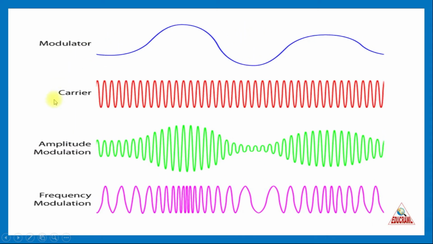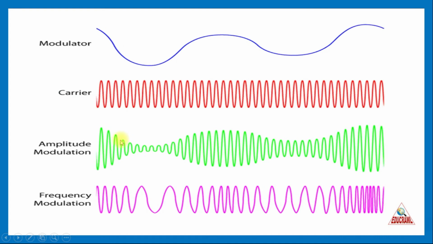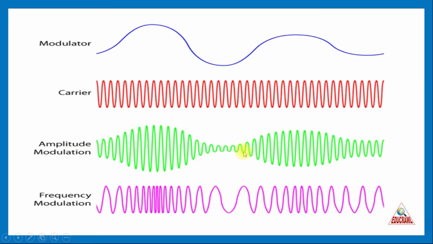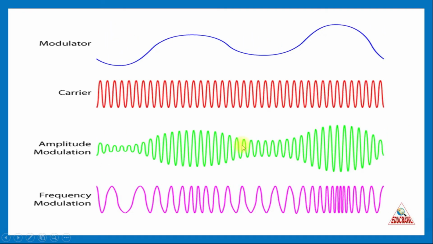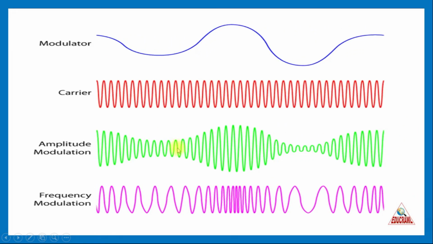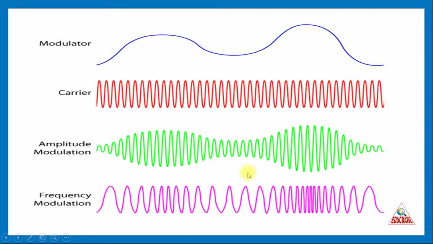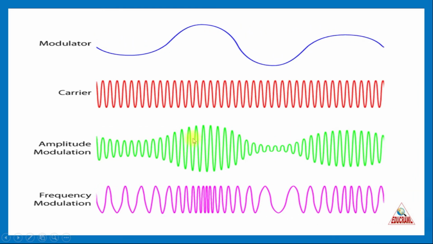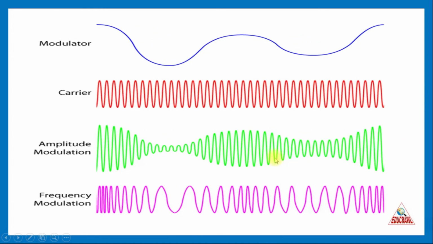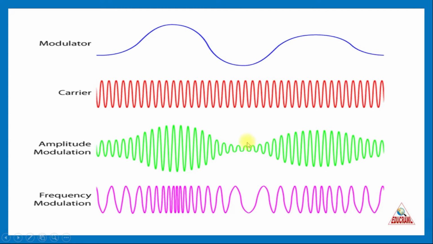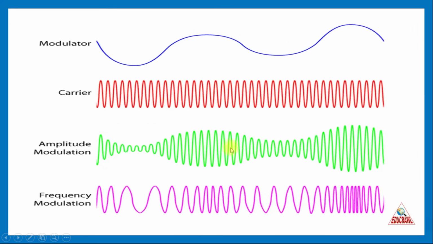Here the modulator is given, and the carrier wave is given. In amplitude modulation, only the amplitude is changing. What is amplitude? Amplitude is the maximum displacement from the mean position. You can see in the animation that the amplitude is maximum in some regions and minimum in some regions.